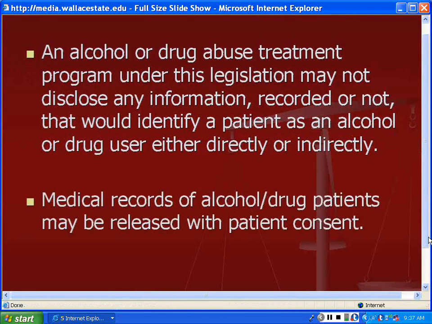Now, even though the laws are very strict on releasing this information, that doesn't mean we can't give it out at all. Of course we give it out if we have patient authorization. That's the main thing: we have patient consent. There are other circumstances where we can release information, but of course we can release it if we have the patient's authorization to do that.